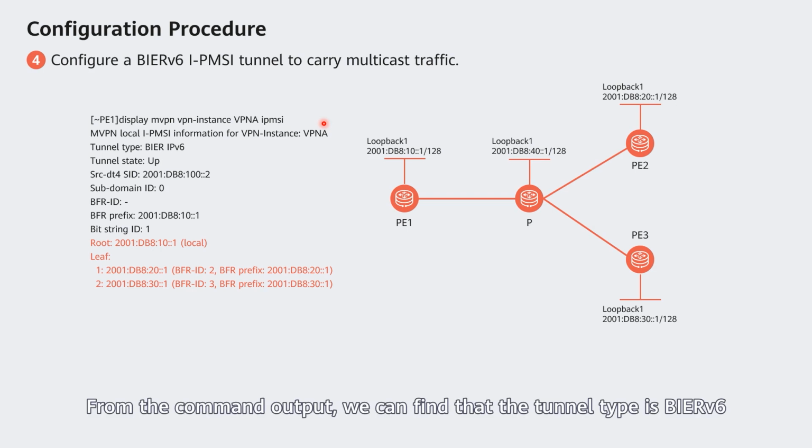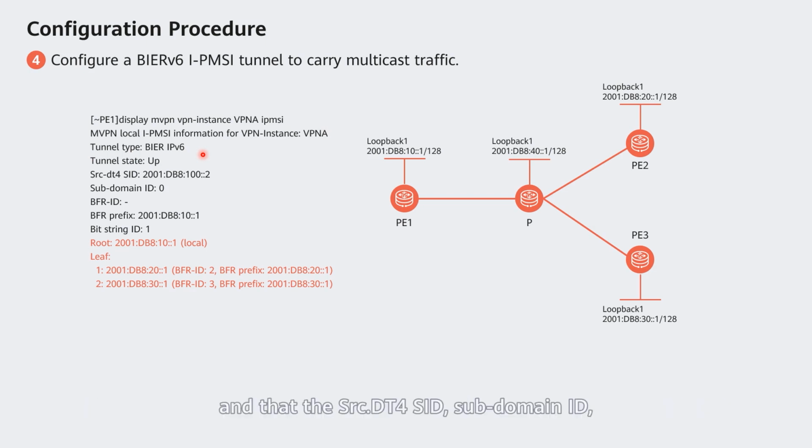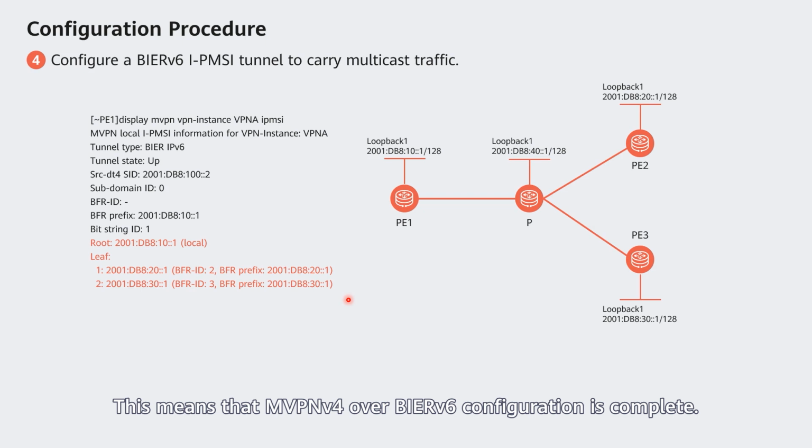From the command output, we can find that the tunnel type is BIERv6, and that the source DT4 SID, subdomain ID, and the BFR prefix are what we have configured. In addition, an IPMSI tunnel has been established, with PE1 as the root node and PE2 and PE3 as leaf nodes. This means that MVPNv4 over BIERv6 configuration is complete.